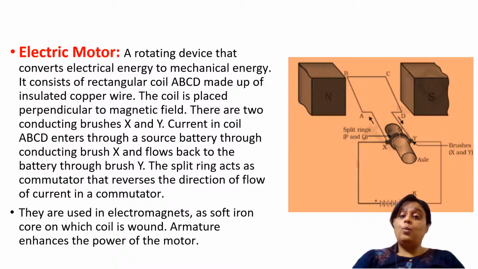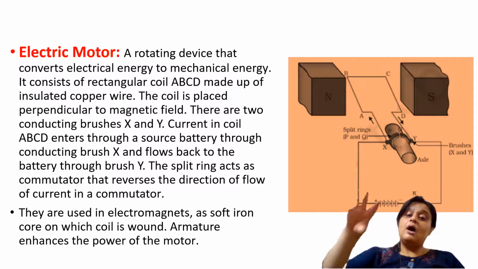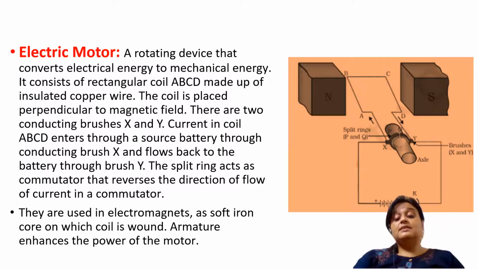So why is the split ring used, why not a normal ring? Because it makes the coil move in the same direction. If half rings or the commutator were not used, what would happen? The wire would twist, because if it were fixed, it may break the wires, and that may damage the circuit and the motor, right? So it may happen.